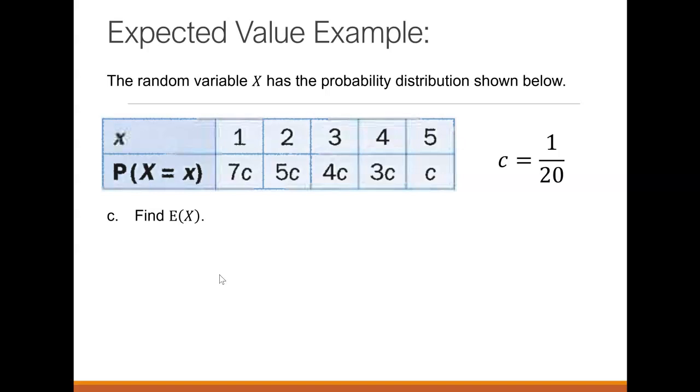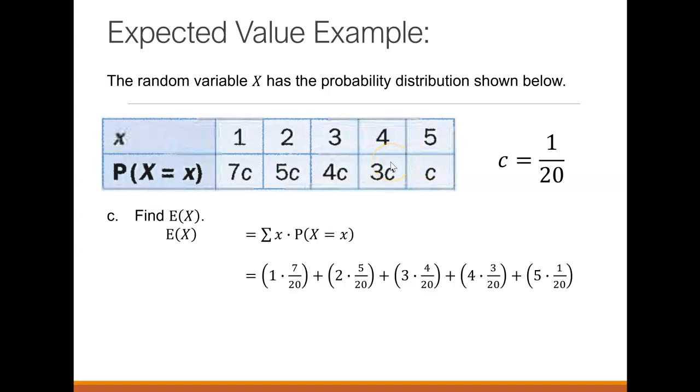Okay. Let's do the expectation for x. So I'm going to do 1 times 7 over 20 plus 2 times 5 over 20 plus 3 times 4 over 20 plus 4 times 3 over 20 plus 5 times 1 over 20. Is everybody okay with that? And I get 2.3.